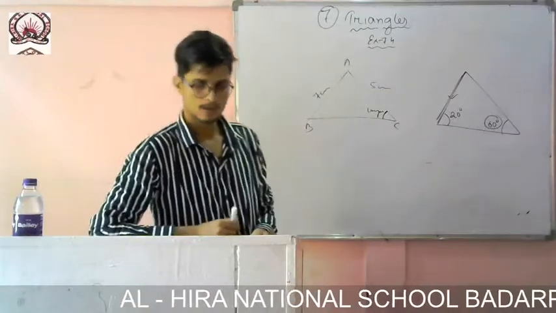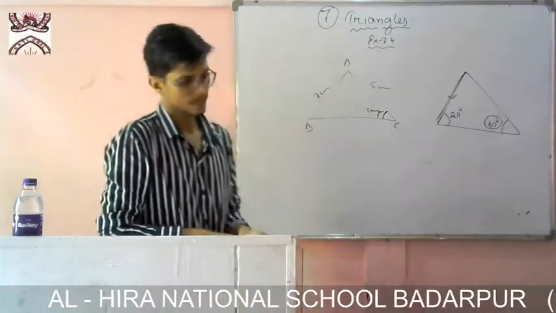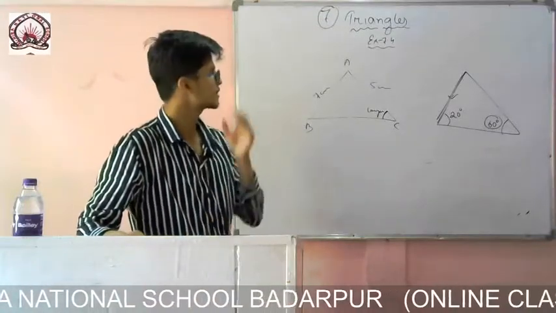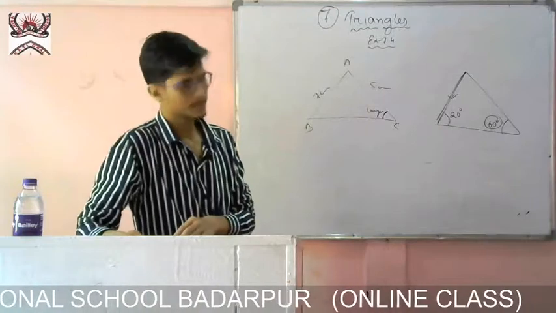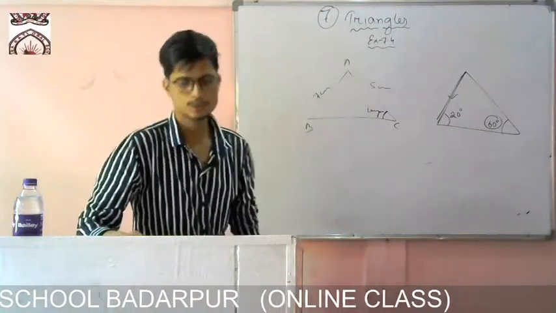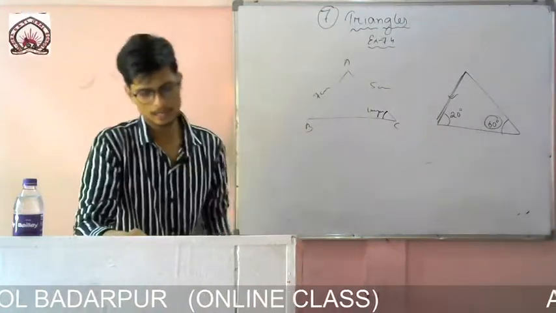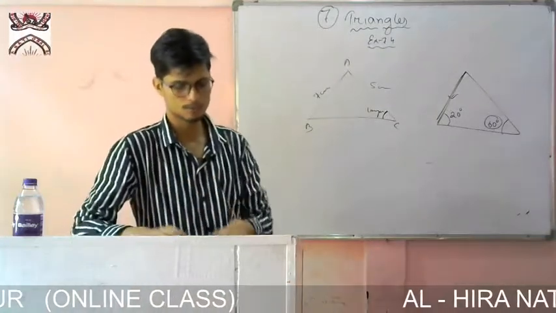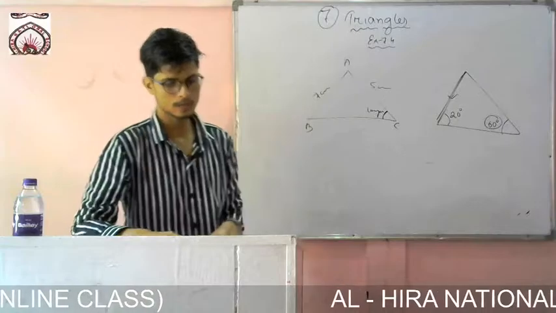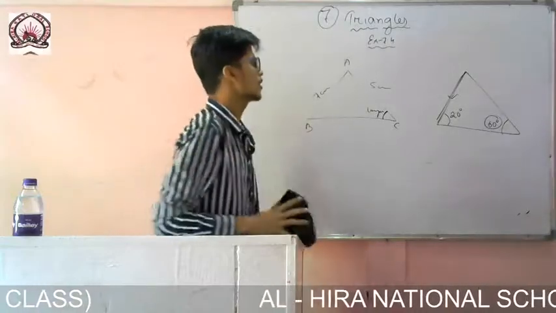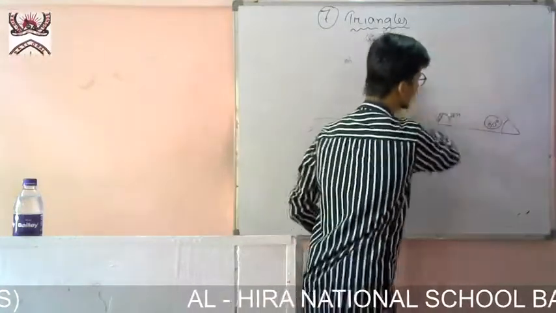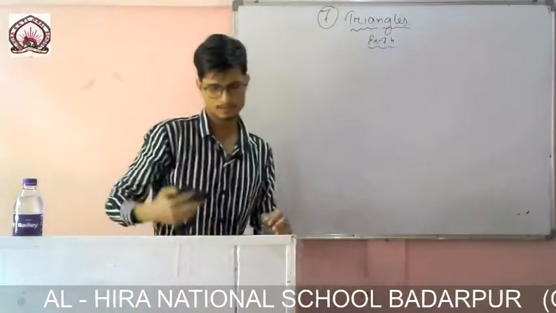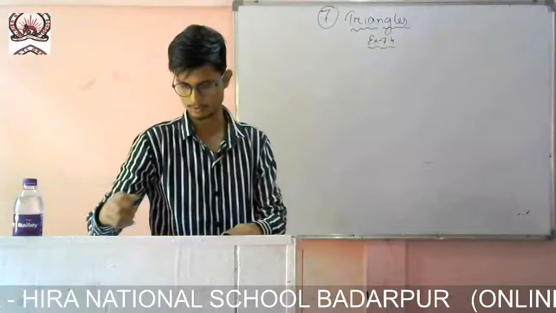So what I have said, the first theorem says that if two sides of a triangle are unequal, the angle opposite to the longer side is larger. And conversely, the side opposite to the larger angle is also longer. While solving we'll make it clear. When we solve problems it will be clear to you.